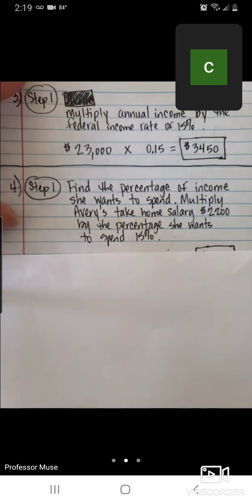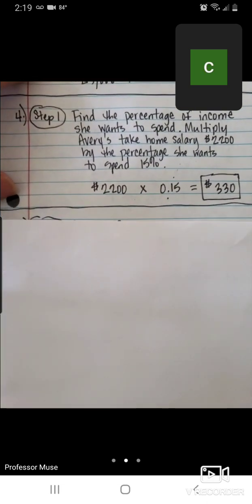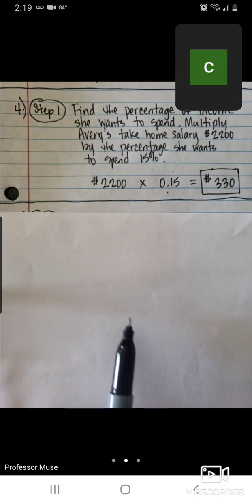Moving on to number 4. Number 4 is also a one-step problem. I'll go ahead and read it for you.